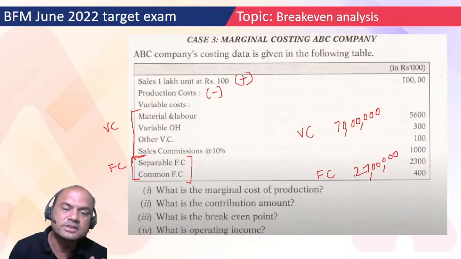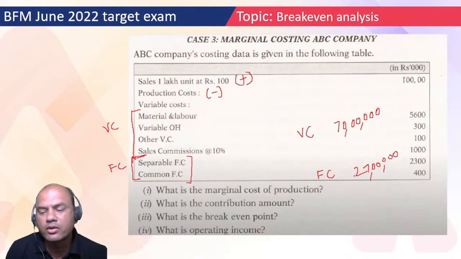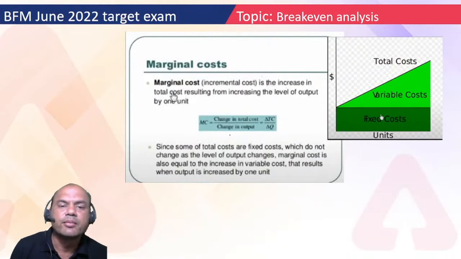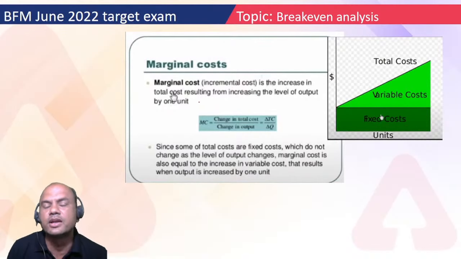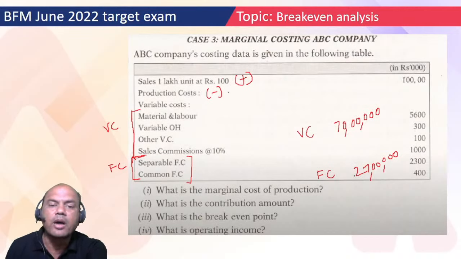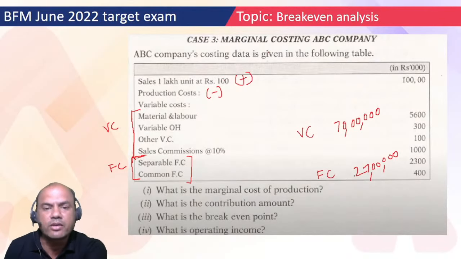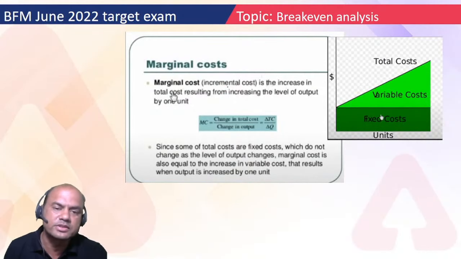Okay, firstly you need to understand what is meant by marginal cost, what is meant by contribution. Okay, see this. Marginal cost is the increase in the total cost resulting from the increase in the level of the output by 1 unit. Means if my sale increases by 1 unit, how much will be the increase in my cost? If my production increases by 1 unit, how much will be the increase in my cost? That is known as the marginal costing. So if you get it for 1 unit, you can definitely use it for other units also.